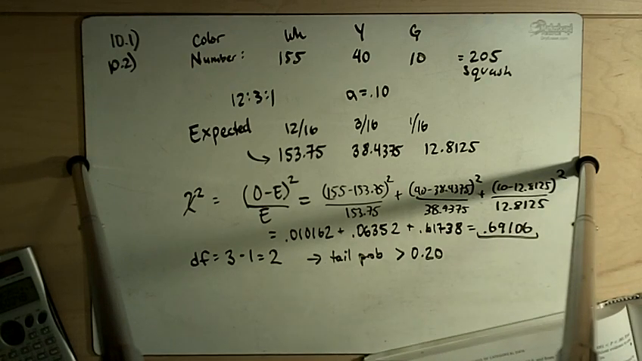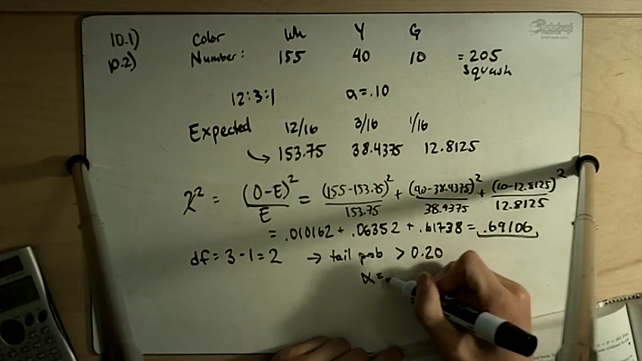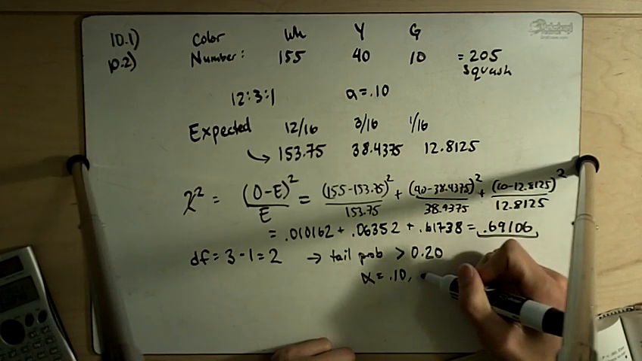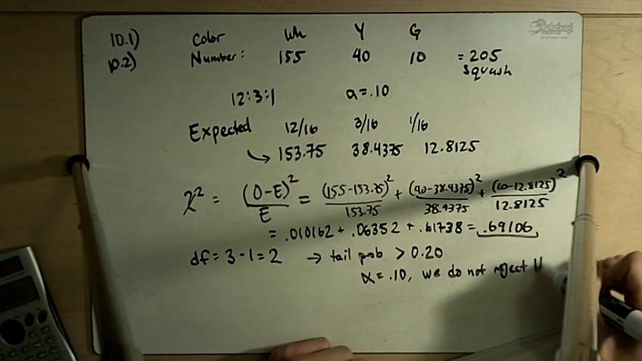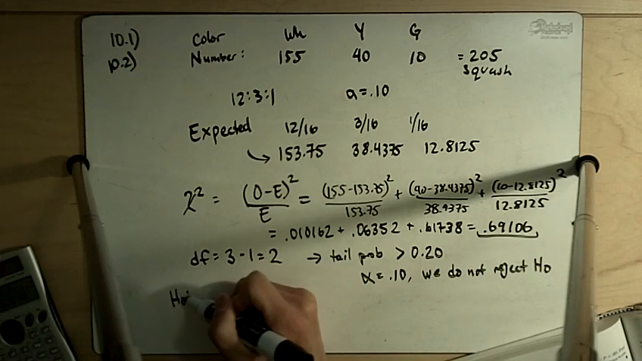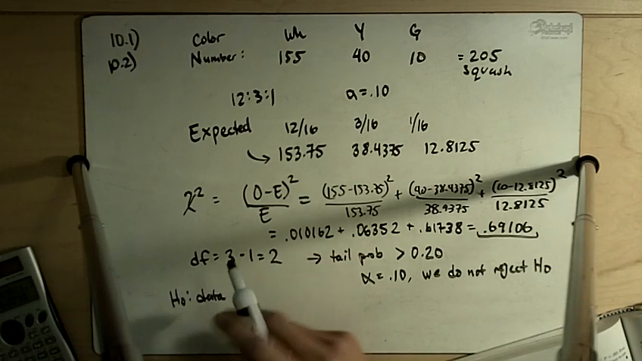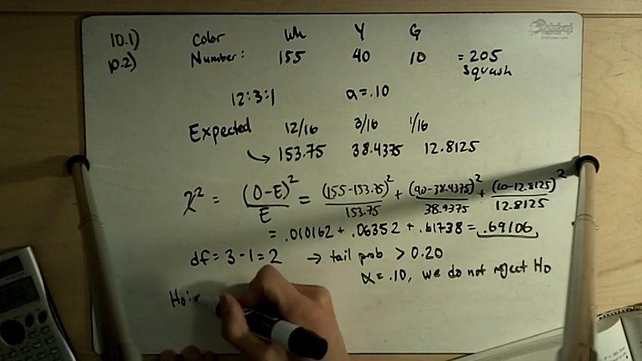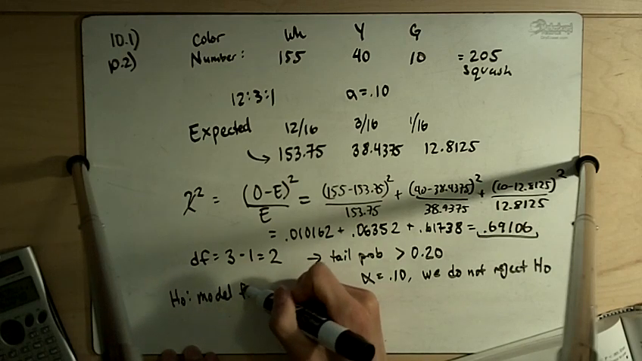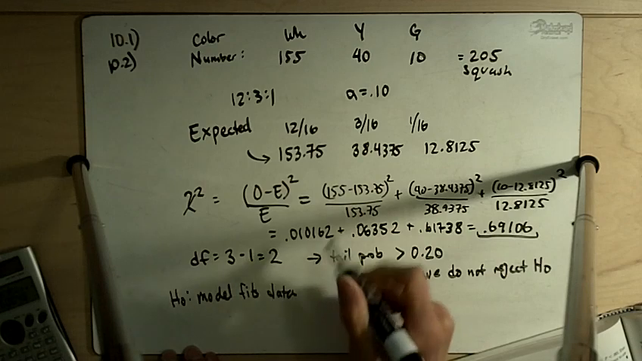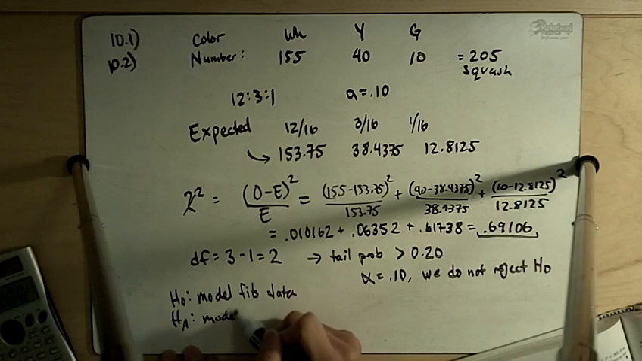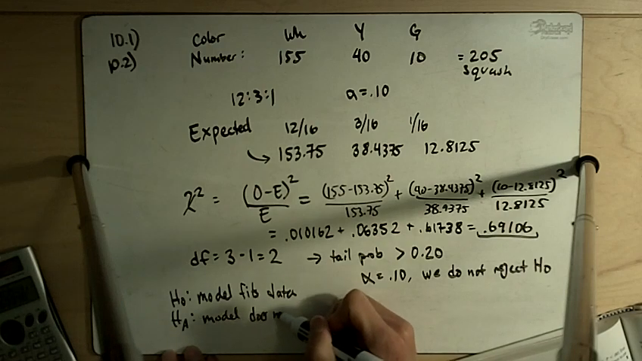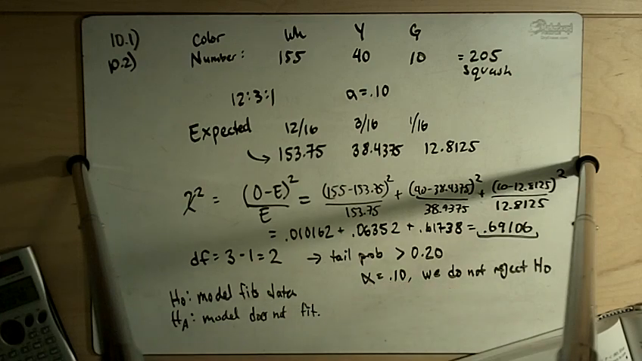And so, with alpha equal to 10%, we do not reject the null hypothesis. In this case, the null hypothesis is that the model fits the data, the model of 12 to 3 to 1. The alternative is that the model does not fit the data. And so here we do not reject the null hypothesis.